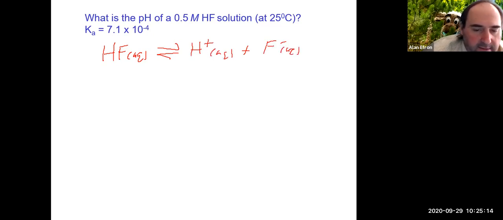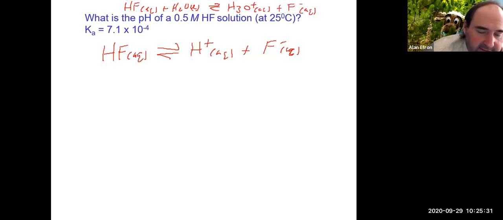Again, if you want to, you could write it the other way that we've seen, which would be HF plus H2O. The difference here is you would get H3O plus and F minus. Again, it really is your choice. They're both the same. The water is a liquid, not going to affect anything. So however you want to write it, you can. I personally will do it like I did here originally with the H plus.